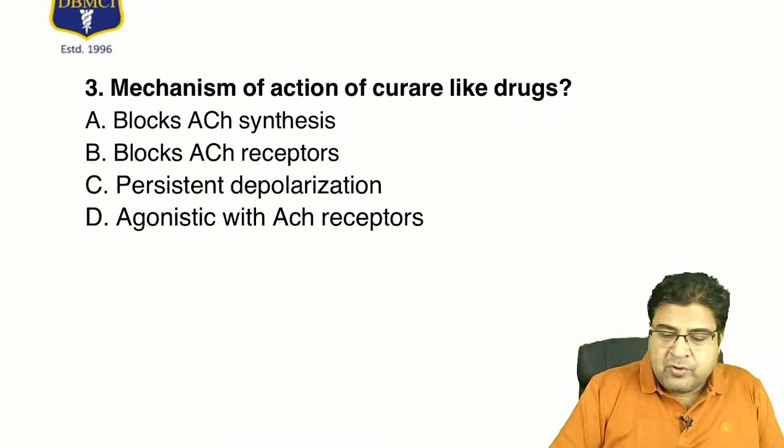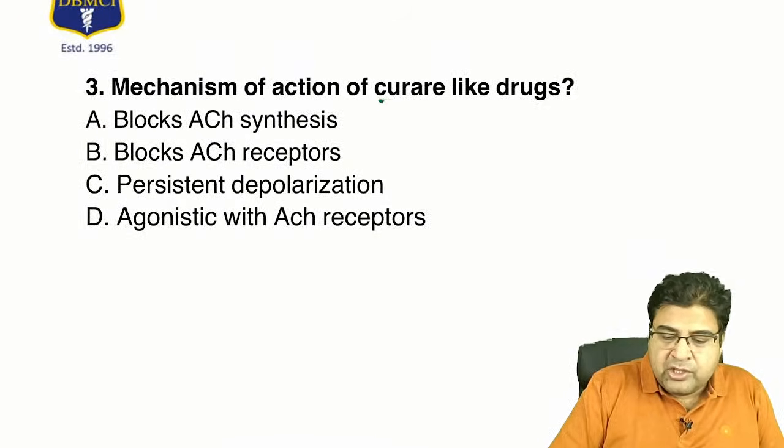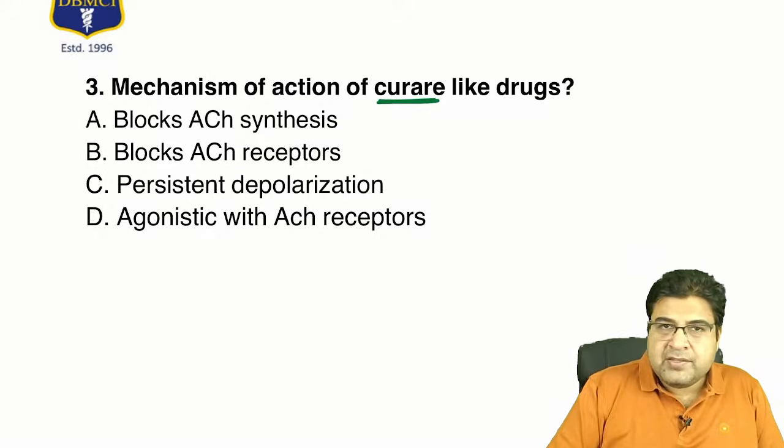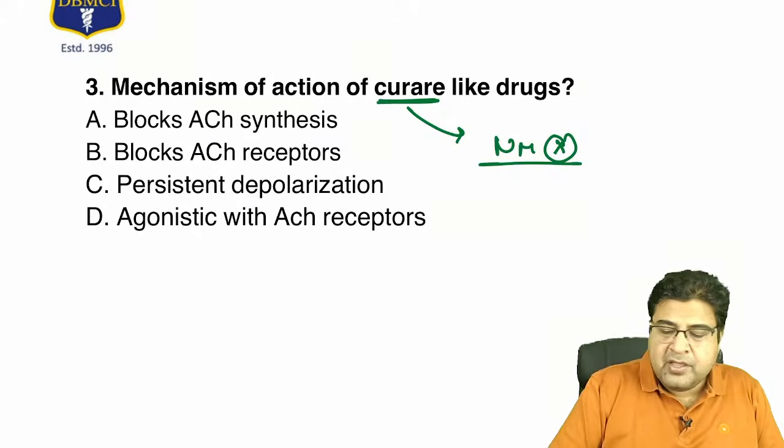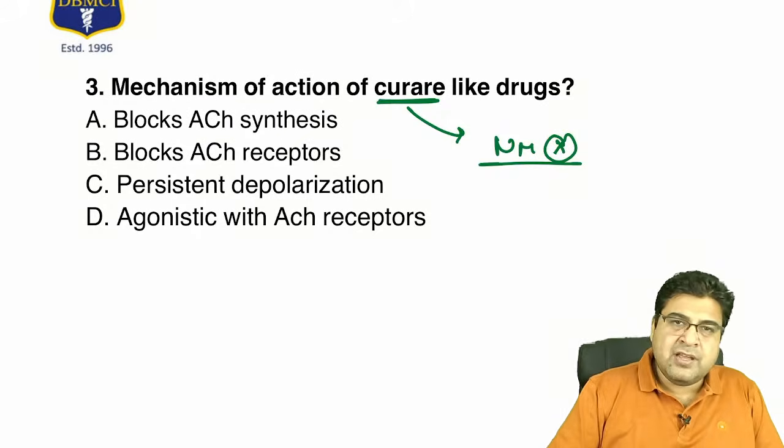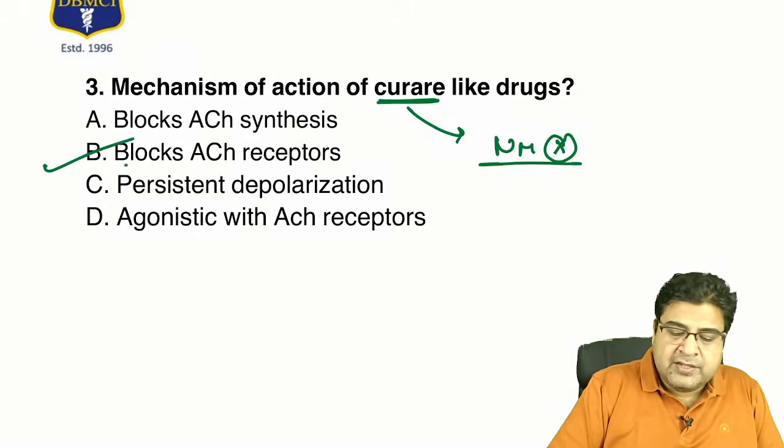Now, mechanism of action of curare-like drugs. So guys, these medicines we have discussed already. They are the blocker of NM receptor, and neostigmine is given as an antidote. So they will block the acetylcholine receptor, that is NM receptor.